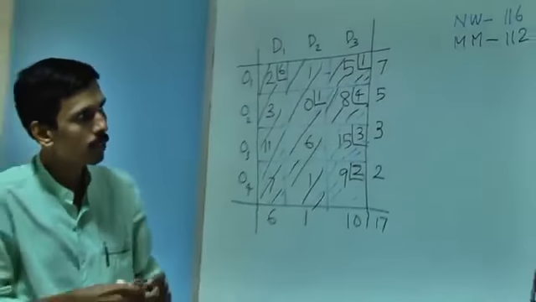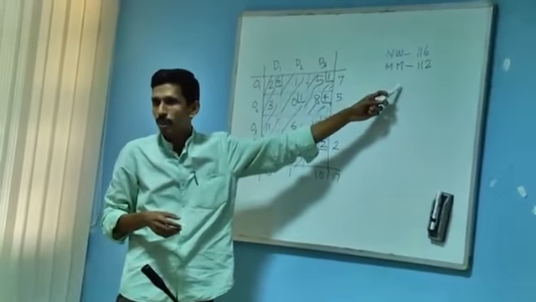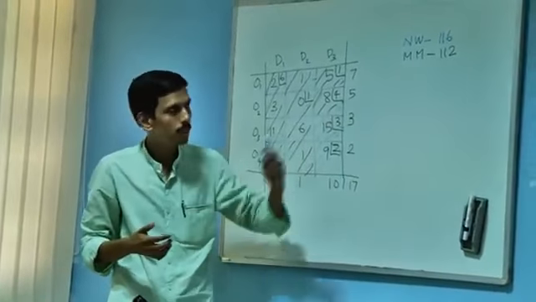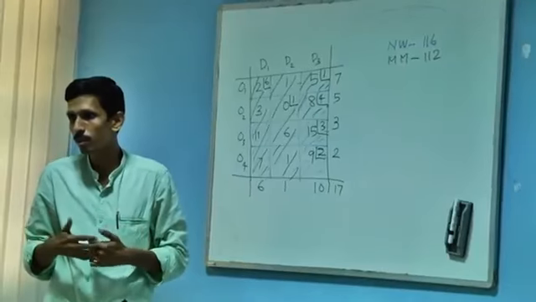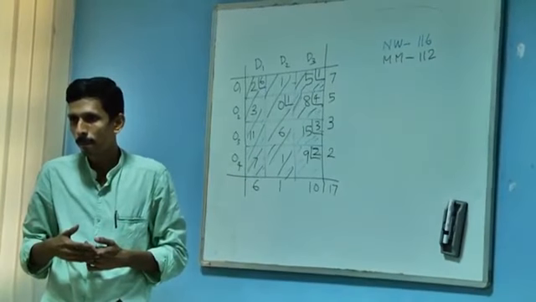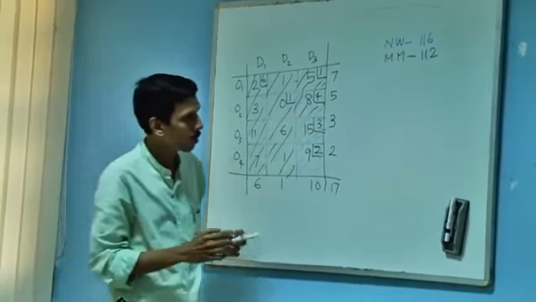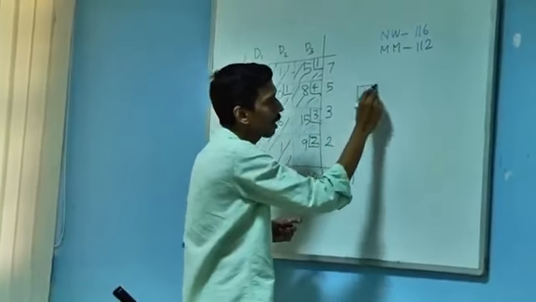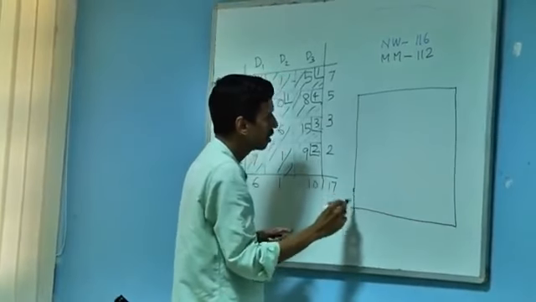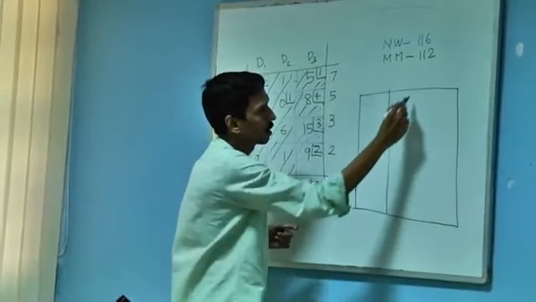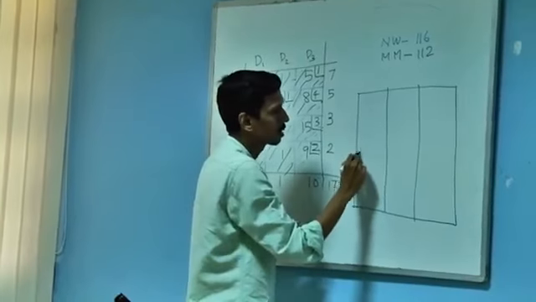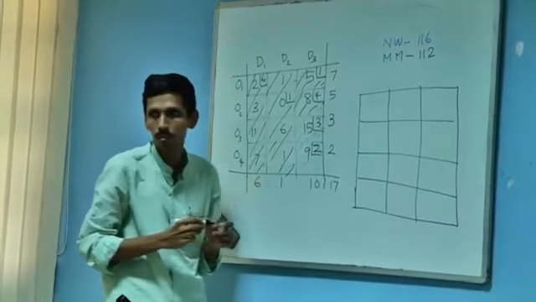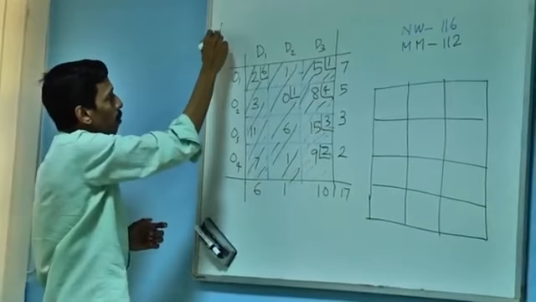Therefore, in this situation, while comparing these two methods, matrix minima is better because we give least cost than this northwest. Right. Now we will discuss one more method, which is more popularly used and which will give more accurate result than these two, we hope. The method is known as Vogel's approximation.